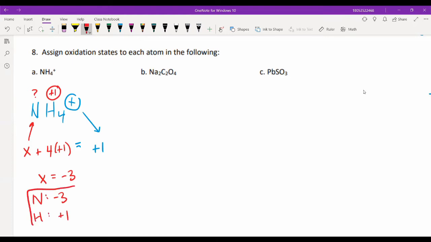You always want to indicate the state for each atom. In other words, you wouldn't say +4, that's the state on all of the hydrogens. You would just say the state on each one, which is +1. Okay, hope that makes sense. That's pretty important.